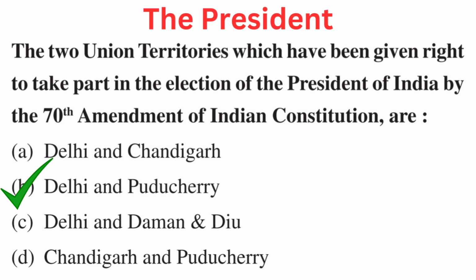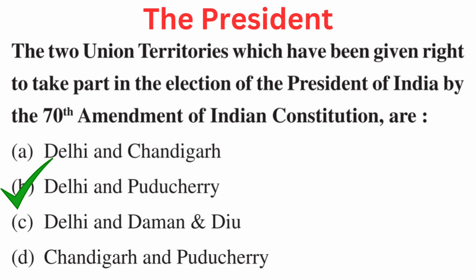Your question is, the two union territories which have been given right to take part in the election of the President of India by the 70th Amendment of Indian Constitution are, your options are A. Delhi and Chandigarh, B. Delhi and Puducherry, C. Delhi and Daman and Diu, or D. Chandigarh and Puducherry. Right answer is B.